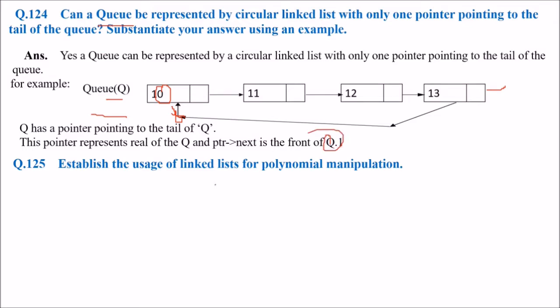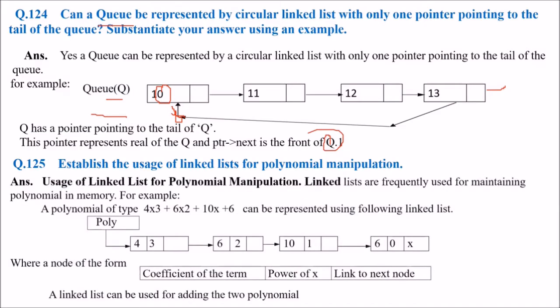Okay. Establish the usage of linked list for polynomial manipulation. We have already seen an example of this in the previous question. Linked lists are frequently used for maintaining polynomials in memory, and the polynomial 4x cubed plus 6x squared plus 10x plus 6, where the last term is x to the power 0, can be represented by taking coefficient and power, coefficient and power, coefficient and power, coefficient and power, and then null.